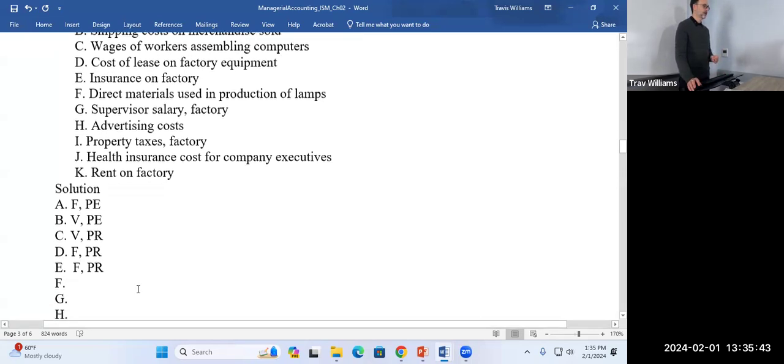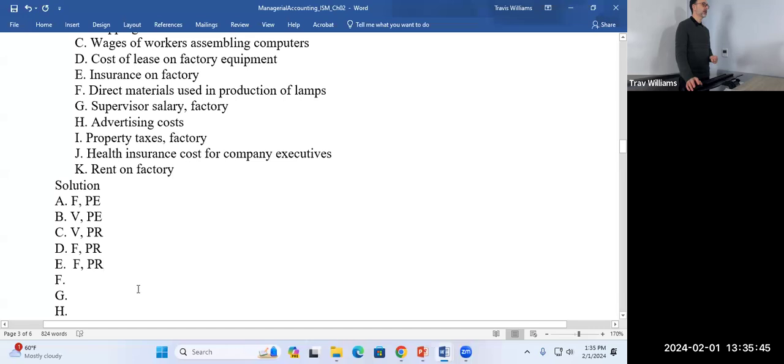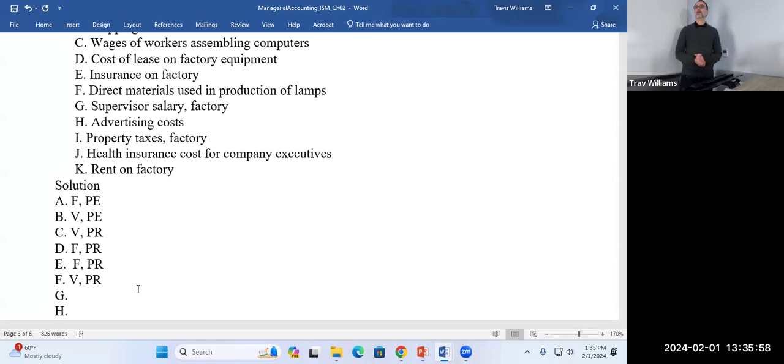All right, F, direct materials used in production of lamps. Variable and product. Yes, that is right. G, supervisor salary factory. Fixed and product, yes. And H, advertising costs.